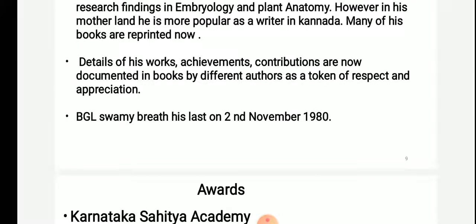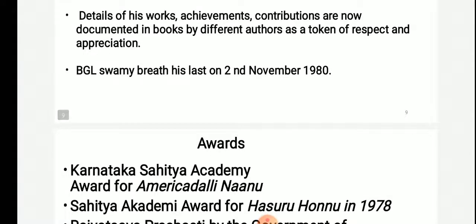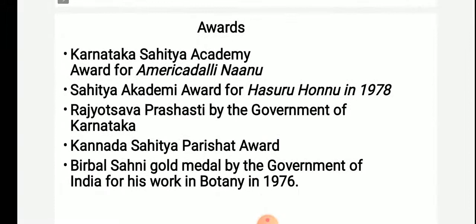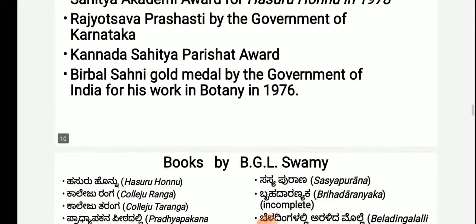Details of his works, achievements and contributions are now documented in books by different authors as a token of respect and appreciation. BGL Swamy breathed his last on 2nd November 1980. Some of the awards won by BGL Swamy: Karnataka Sahitya Academy Award for Amerikadalli Nanu, Sahitya Academy Award for Hasiru Honnu in 1978, Rajyotsava Prashasti by Government of Karnataka, Kannada Sahitya Parishat Award, and Birbal Sahani Gold Medal by the Government of India for his work in botany in 1976.